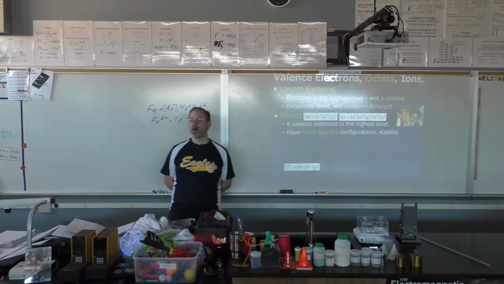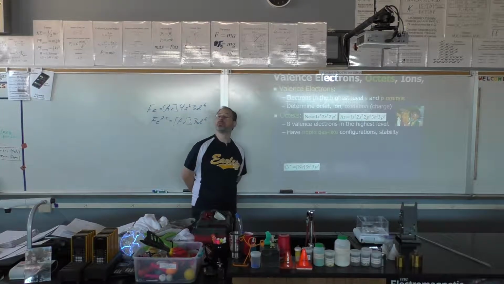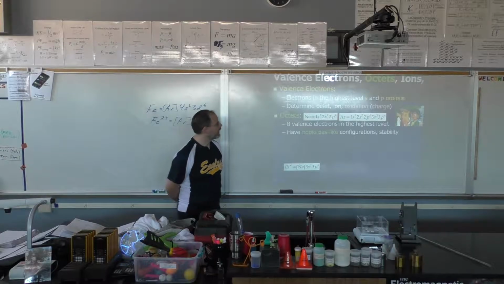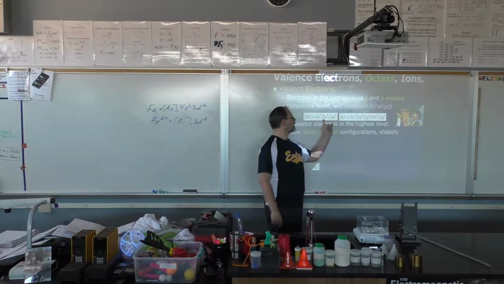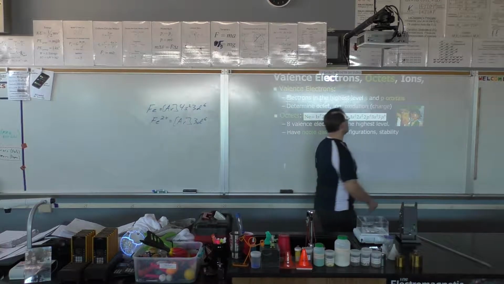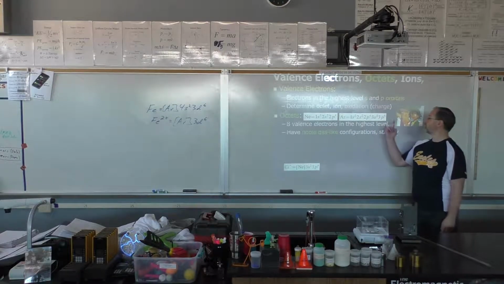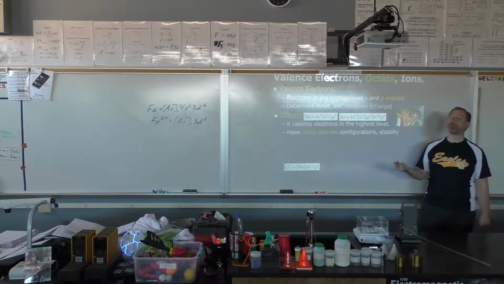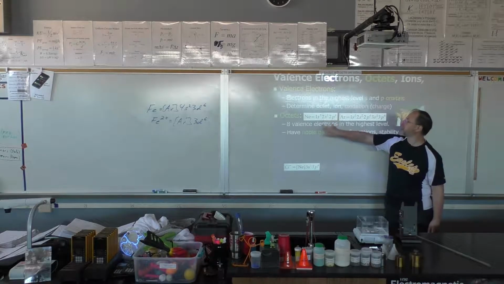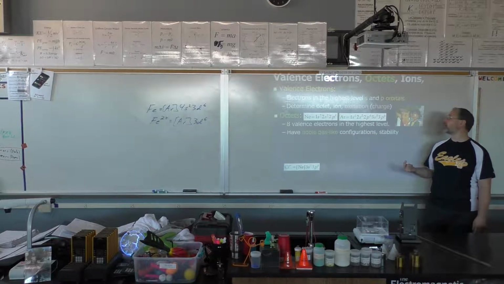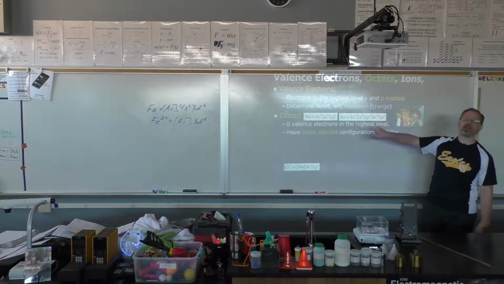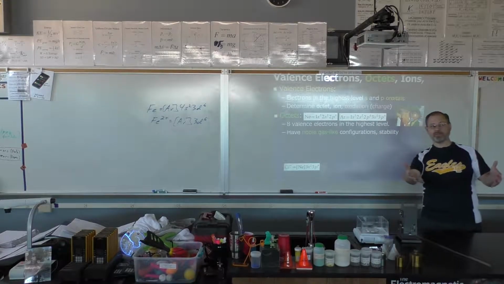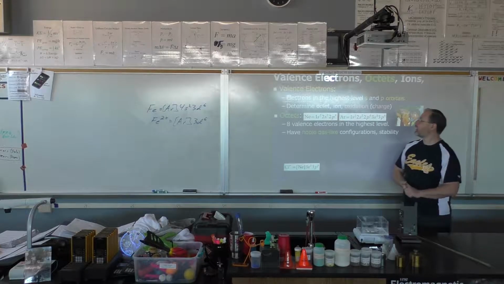So neon has an octet in what level? Level 2, yeah. So neon has an octet in level 2. Argon has an octet in what level? Level 3. So neon has noble gas stability because it has an octet in level 2. Argon has noble gas stability because it has an octet in level 3. Make sense? All right, cool.